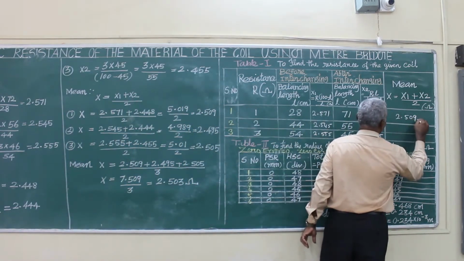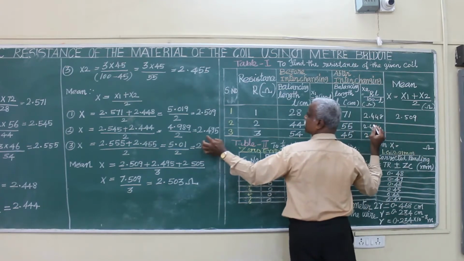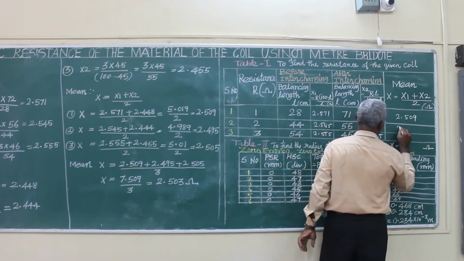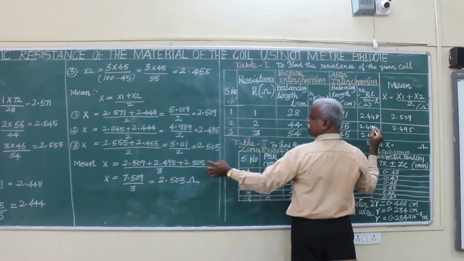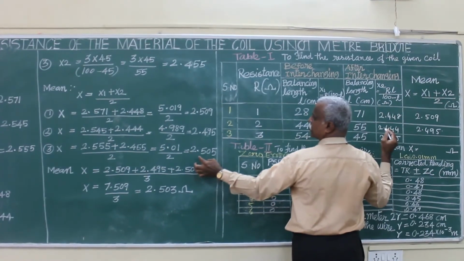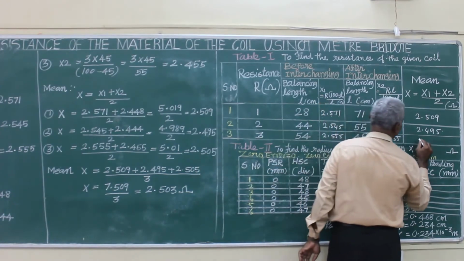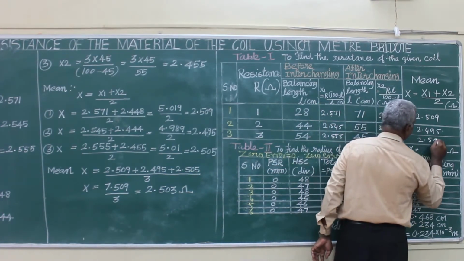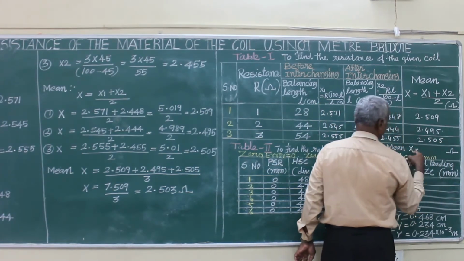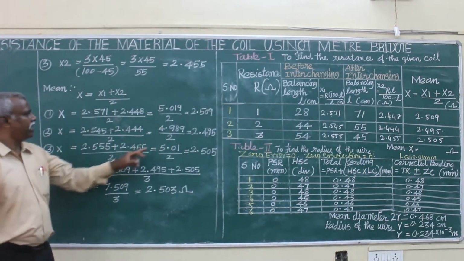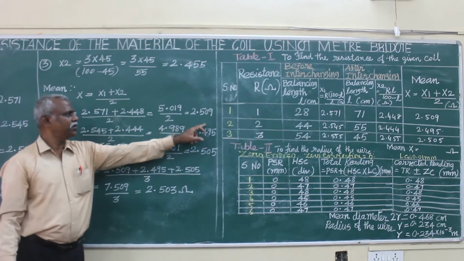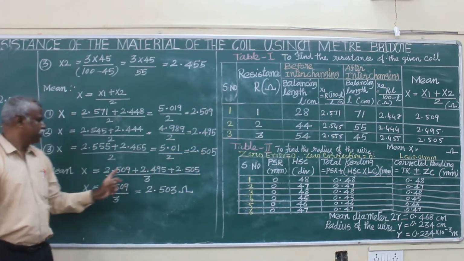Similarly, you are getting the value 2.495. For 3 ohms, you are getting the value 2.505. Now you have to find out the mean value. So add all the 3 values.